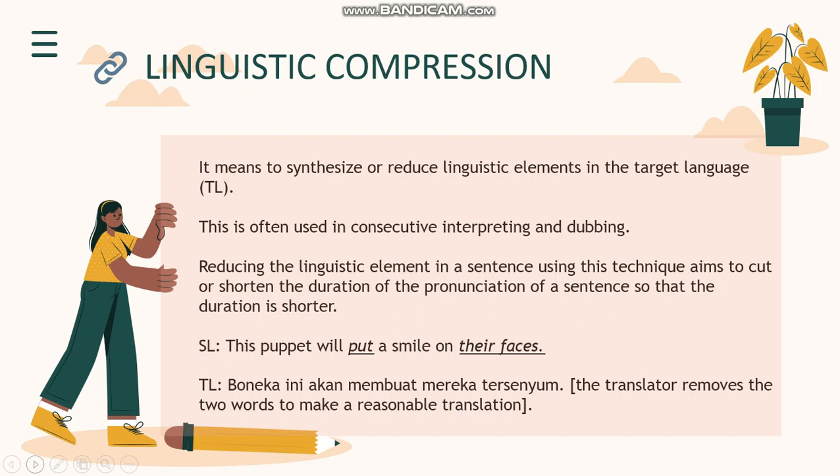In the search language, there is "this puppet will put a smile on their faces." While in the target language, the sentence is translated into boneka ini akan membuat mereka tersenyum. So from the target language here, we know that the translator removes the two words "put" and "their faces" from the search language to make a reasonable translation in the target language. Boneka ini akan membuat mereka tersenyum.